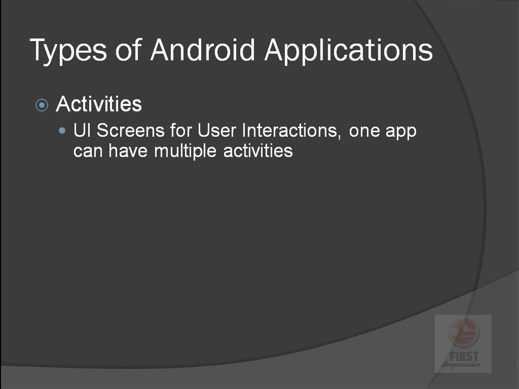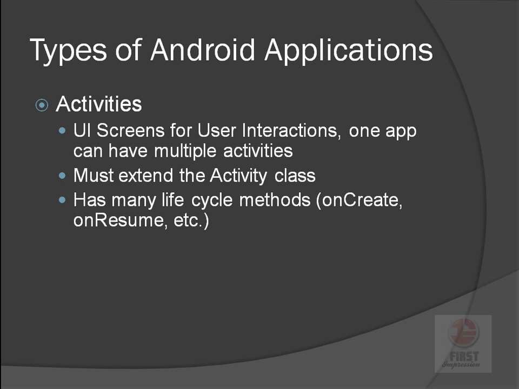One application can have multiple activities. For example, an application can have a splash screen, a login screen, a home screen, etc. So one application can have multiple screens or multiple activities. Each of these activities must extend the activity class. As we saw, public class MainActivity extends Activity, where MainActivity was the activity and it extended the Activity class. Each activity has multiple lifecycle methods.